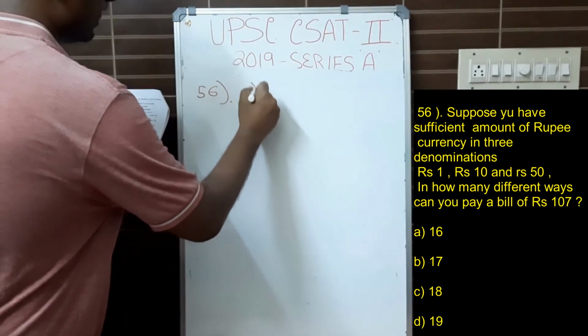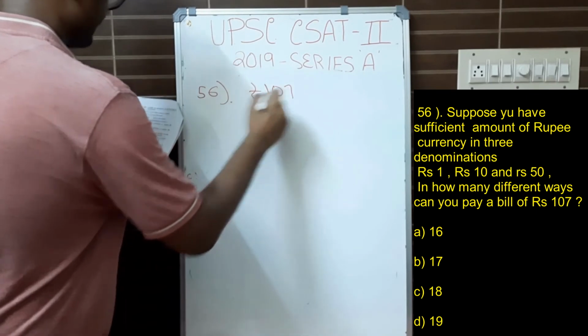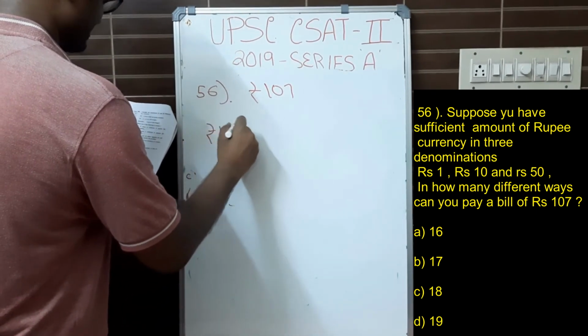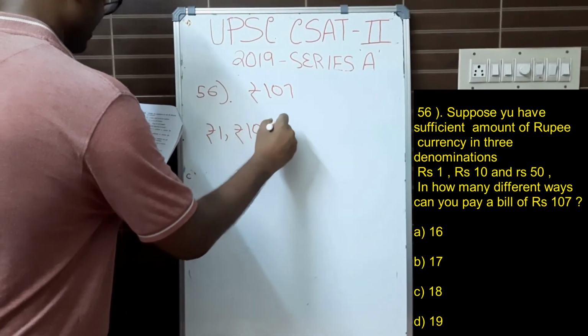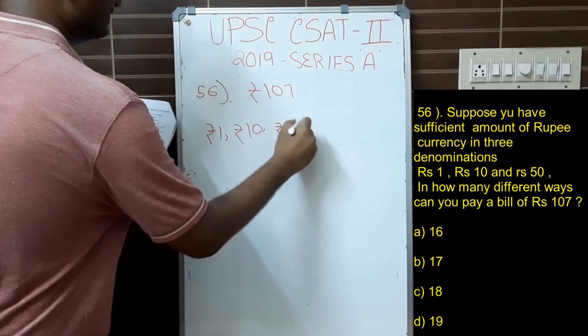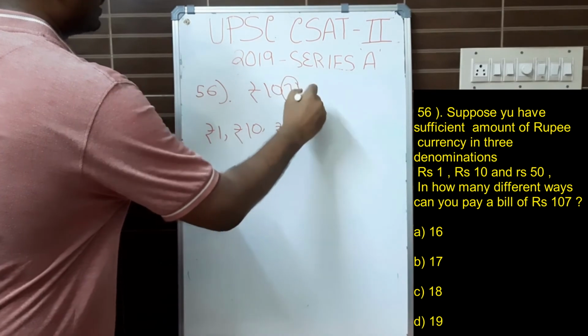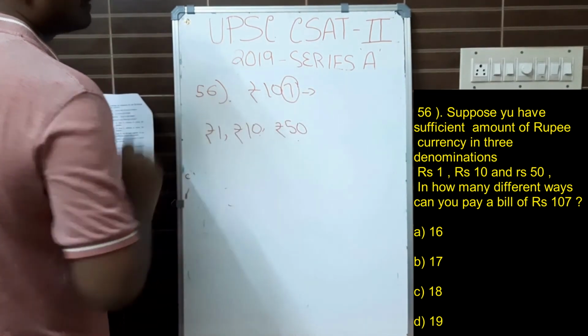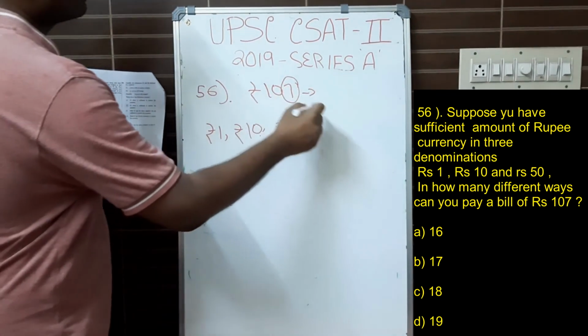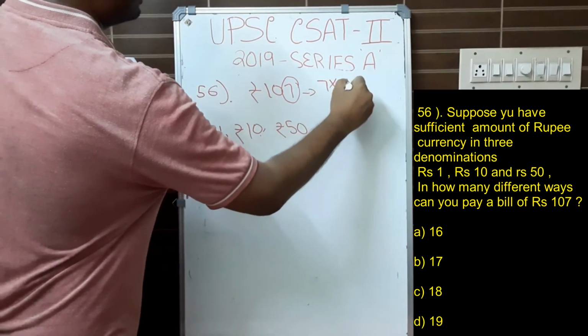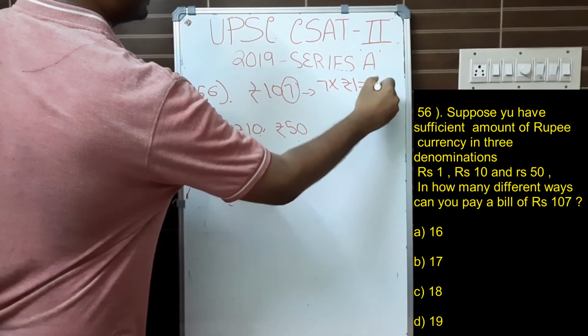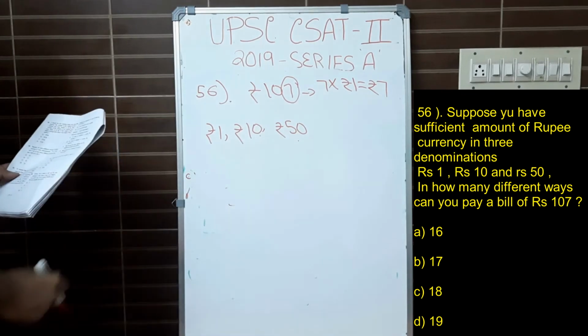See, you need to reach rupees 107 somehow. And you have rupees 1, rupees 10. It's up to you how you want to pay rupees 107. But one thing is clear. This 7 rupees part, I can never pay it by rupees 10 and rupees 50. So this 7 rupees part will always be paid by rupees 1. Because the other fellow is not going to give you change.